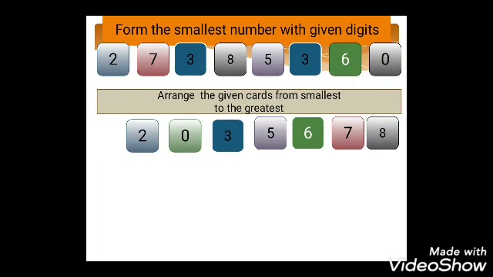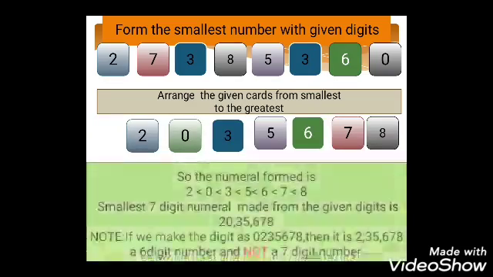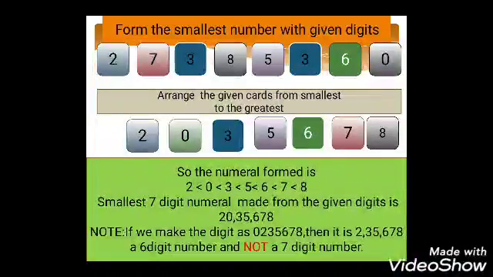Have you seen, children, that I have not started from 0? Why do you think so? Because if we start a number by 0, it is not going to make it a 7-digit number. It will be a 6-digit number. So if I want to make a 7-digit number, I will have to place the card 2 at the beginning and 0 at the next place. If I place 0 here, it is not going to make a 7-digit number, it is going to make a 6-digit number.